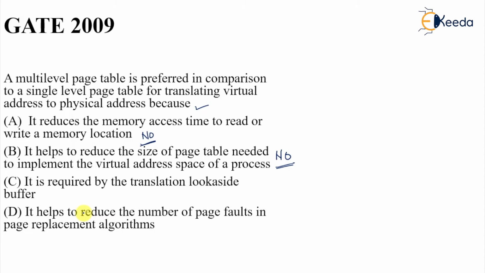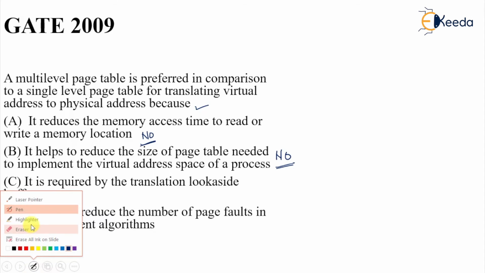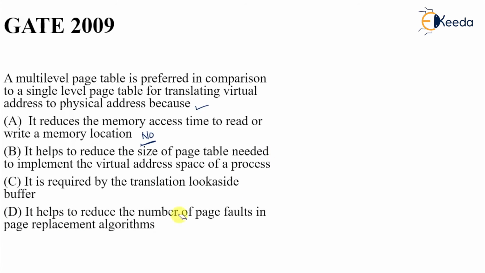Reduces the memory access time to read and write? No. It helps to reduce the size of the page table. Right, sorry, now this is correct actually. Sorry for this, I misread it. It helps to reduce the size of page table needed to implement virtual address space of a process. Now this is a true statement; this is true, this is false and this is false. Why is the reason true here?